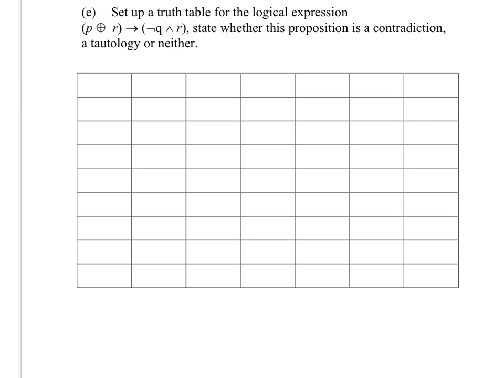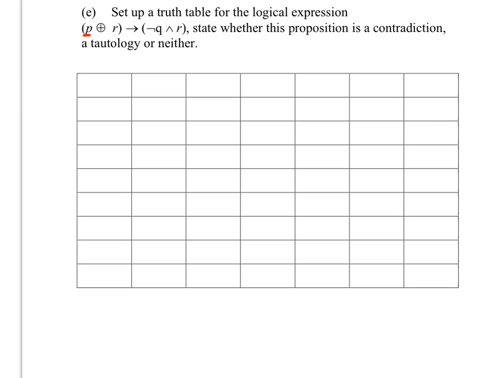You're asked to set up a truth table for the logical expression, this here, stating whether this proposition is a contradiction, a tautology, or neither. Now the first thing you do is look at the logical expression and identify how many different propositions there are.